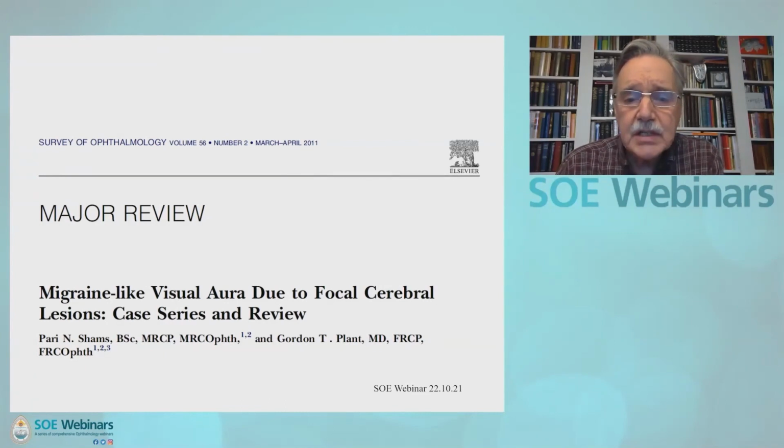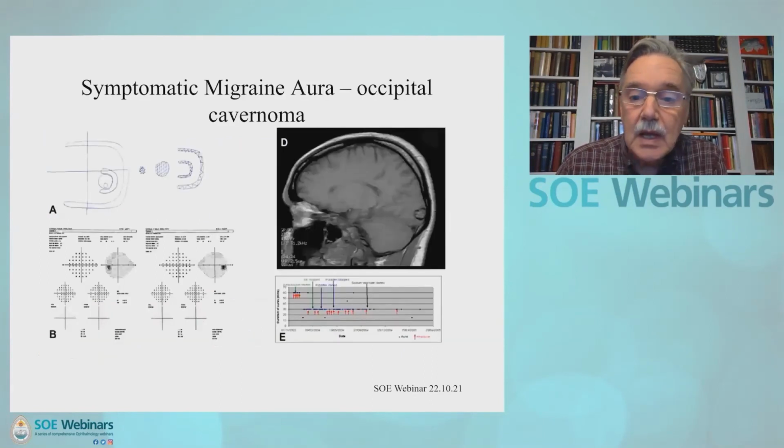Over the course of about 30 years, I only ever saw 20 odd patients who had occipital tumors causing a migrainous-like aura. And we wrote these up in this article. This was one of the patients. Up on the left here, you can see his drawing of his migraine aura, and this was caused by a localized cavernoma. So it always started in exactly the same place in the visual field, and in fact the attacks responded very well to valproate.